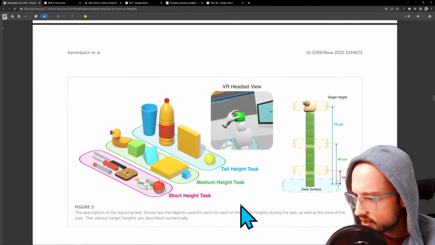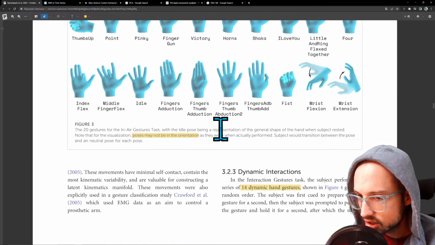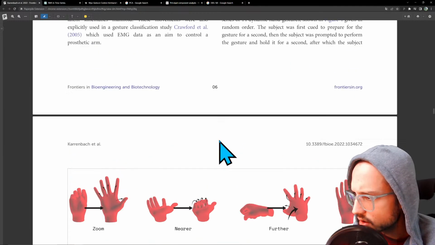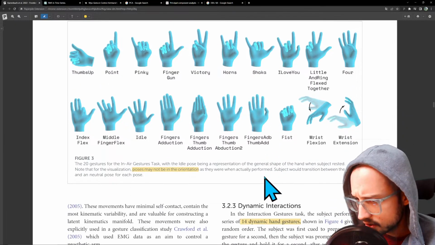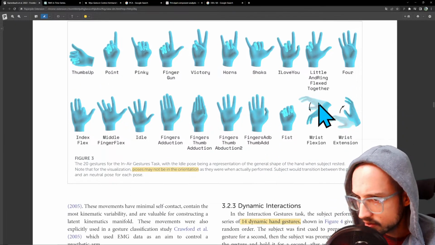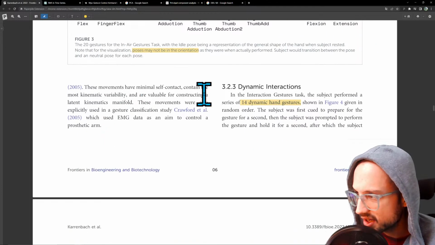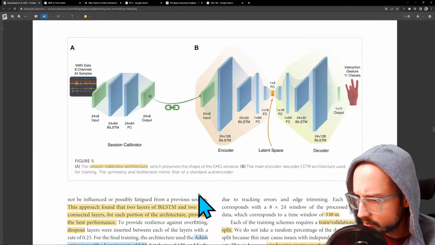They collected a data set where someone did a bunch of different static gestures, and then interaction, or not static, none of these are static. Each of them is like 5 seconds long, and then you have these different gestures. They never explained what the hand dance was, but so it's a classification problem.